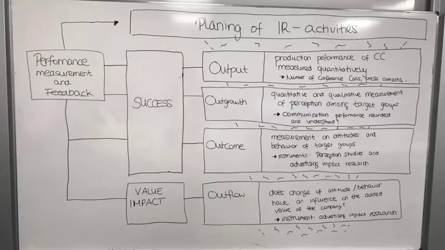Outcome. The effect of the recorded information on the attitudes and behavior of the target groups is measured. Measuring instruments are, for example, perception studies and advertising impact research. Outflow. Does the change of attitude and concrete behavior have an influence on the added value of the company? Measuring instruments are, for example, advertising impact research.